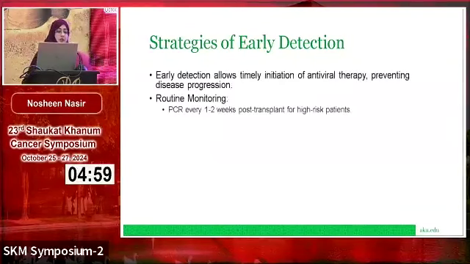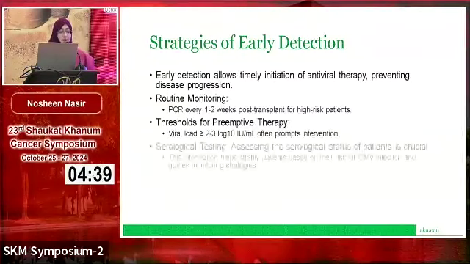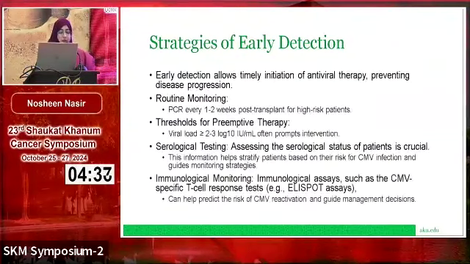Strategies of early detection: we mentioned the guidelines recommend routine PCR monitoring every 1 to 2 weeks post-transplant for high-risk patients. Different institutes have established their own threshold depending on the assay that they are using. Generally, a viral load of greater than 2 to 3 log10 often prompts intervention. Serological testing helps guide prevention strategies in those who are at increased risk. And then immunologic monitoring can help predict the risk of the infection and guide the management decisions. These are relatively newer tests and not available in most parts of the world.